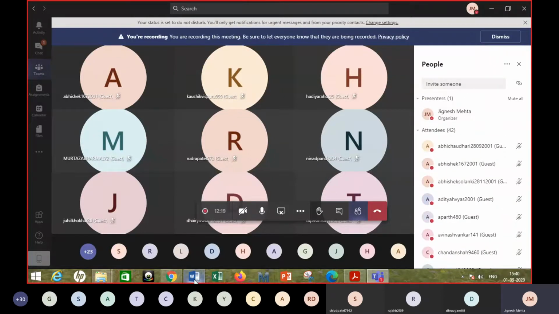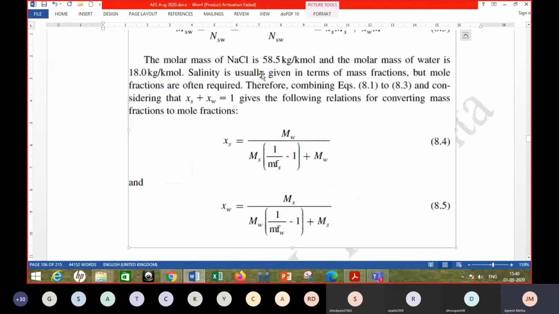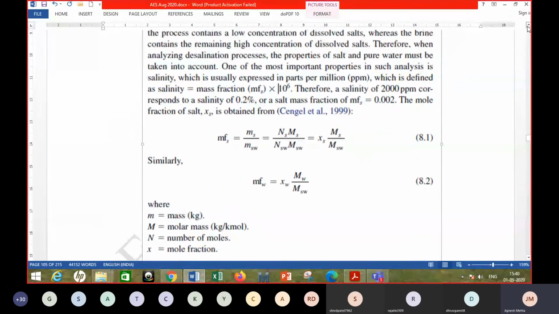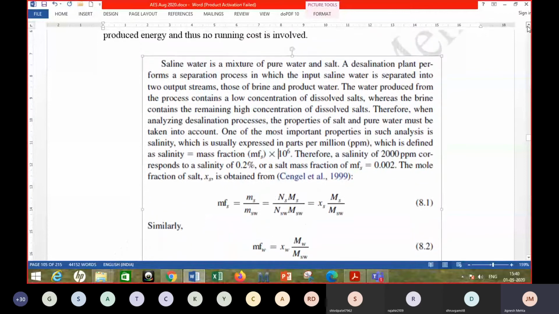So whenever possible, the solar heat or energy should be utilized for removing salt from the saline water or brackish water, right? Okay. So the salt content is many times given in terms of ppm, that is parts per million.